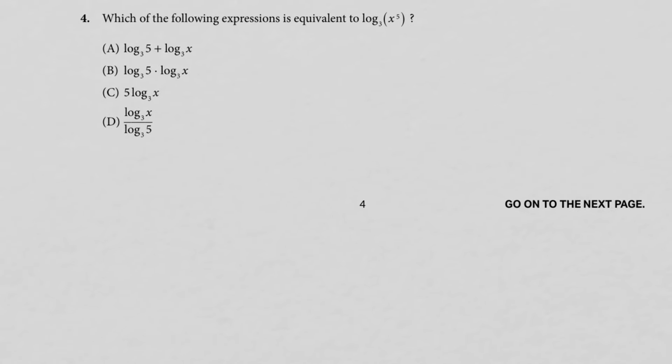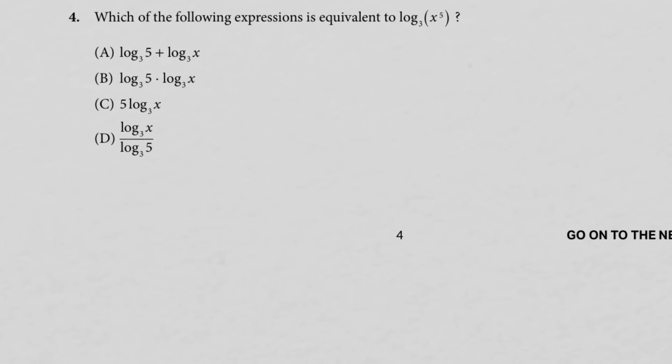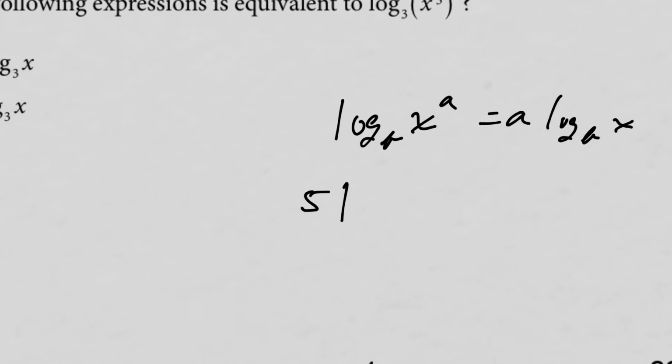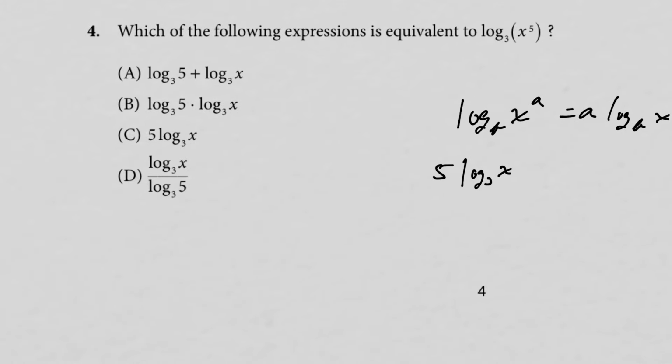And question 4. So there are some log rules that are good to be aware of. One of the log rules is that log base b of x to the a is equal to a log base b of x. So for this log base 3 of x to the 5th, I change it to 5 log base 3 of x, which is actually the answer.